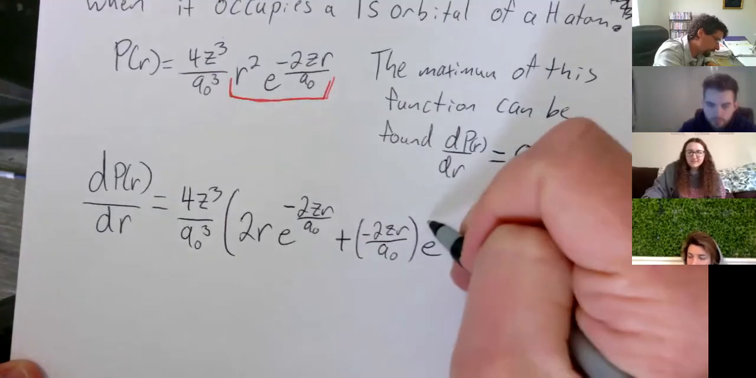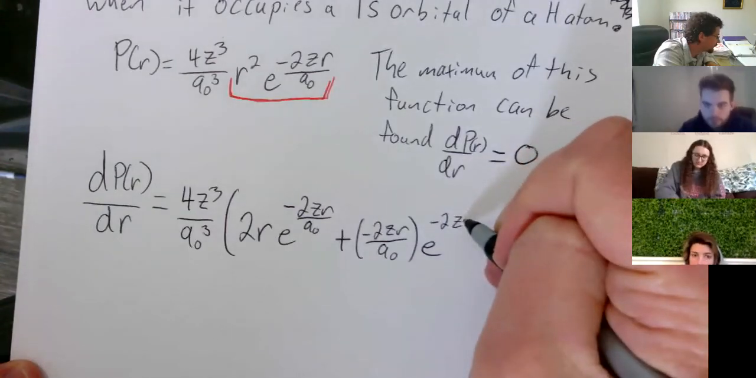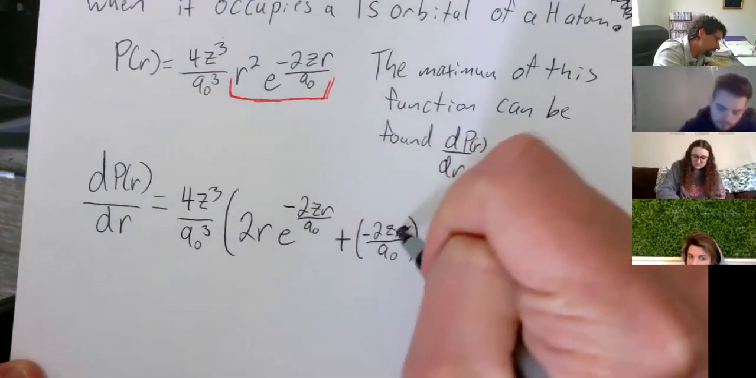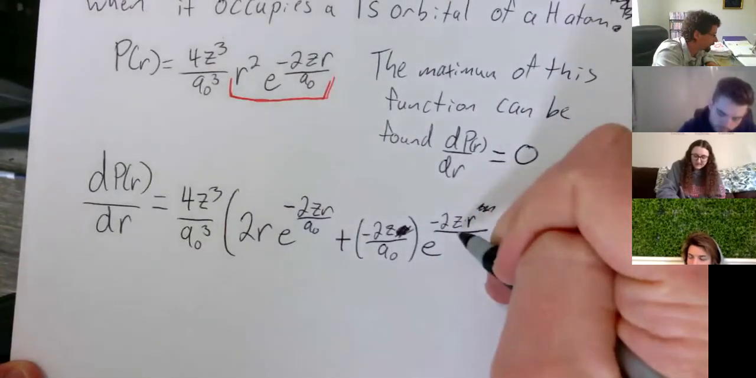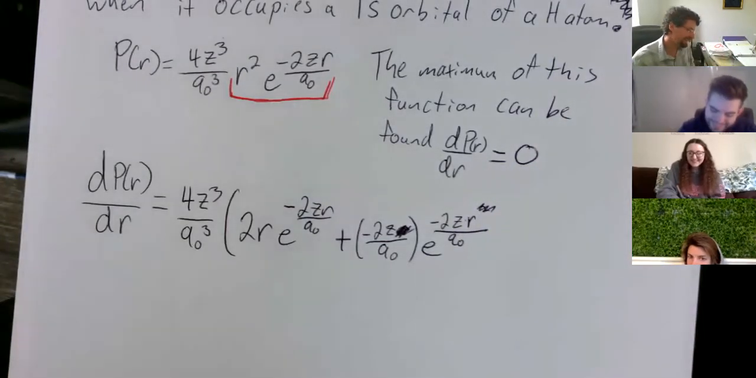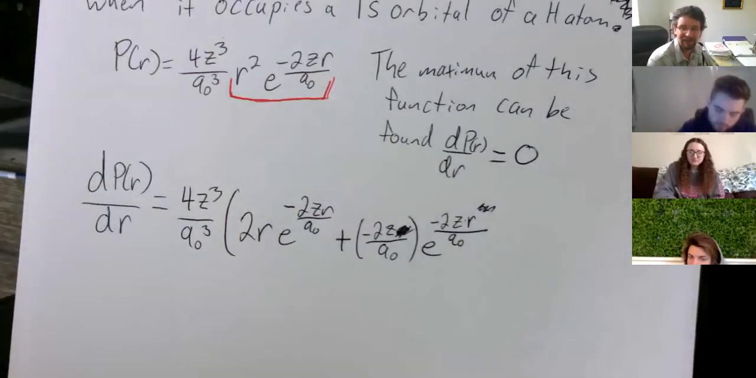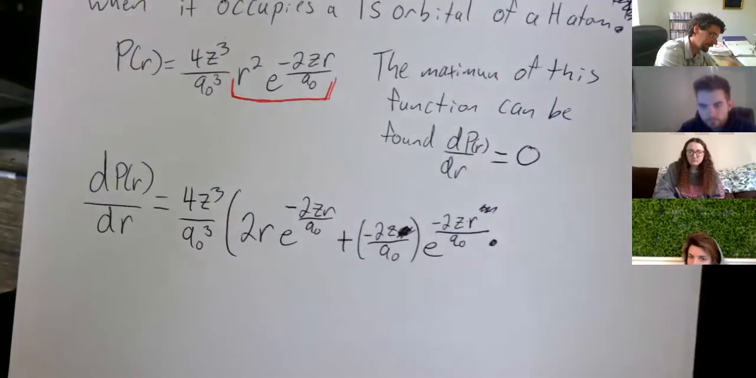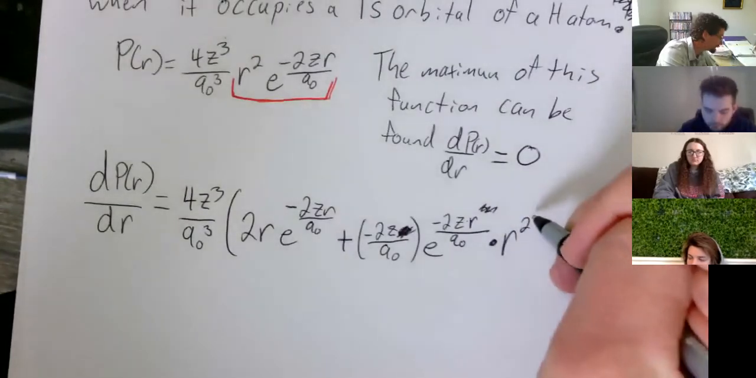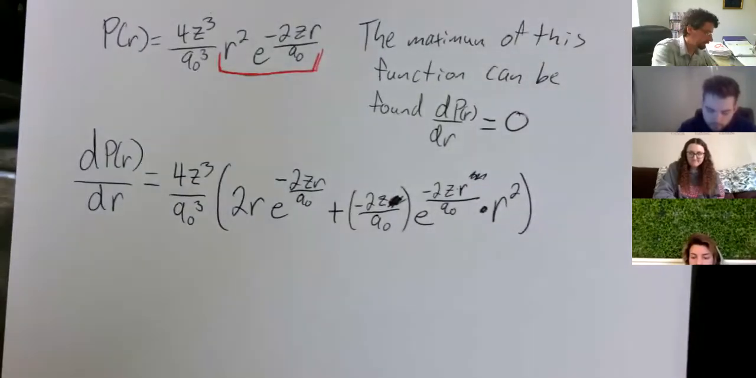Wait, wouldn't the r go away? Negative 2Z over a naught, there shouldn't be an r. You have to take the derivative of the exponent. Yep, my bad. We got Zr. I want to put a squared in there real bad for some reason. Okay, what else do we got? So that's the derivative of the second function. What else do we have to multiply this by? r squared. Yeah, that's why I want to write it. Okay, and what's this whole thing equal to? 0.